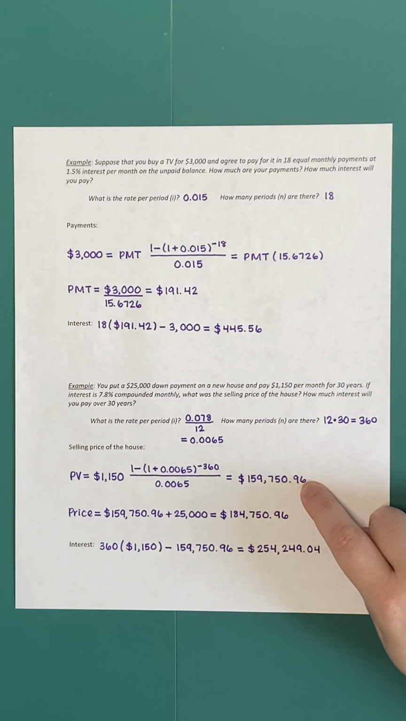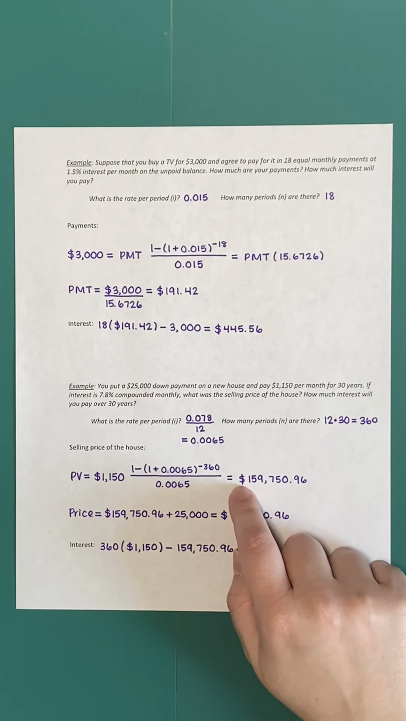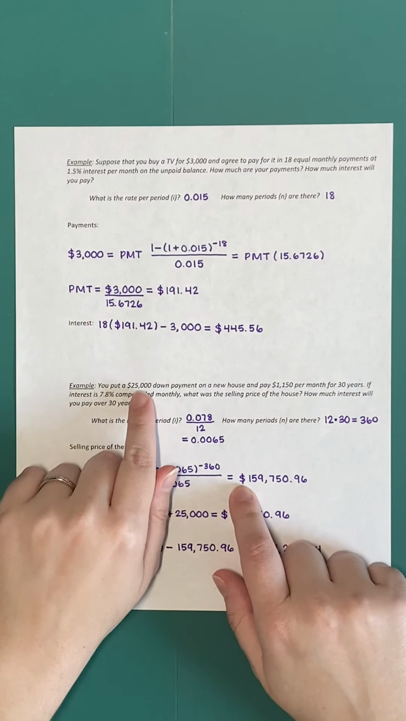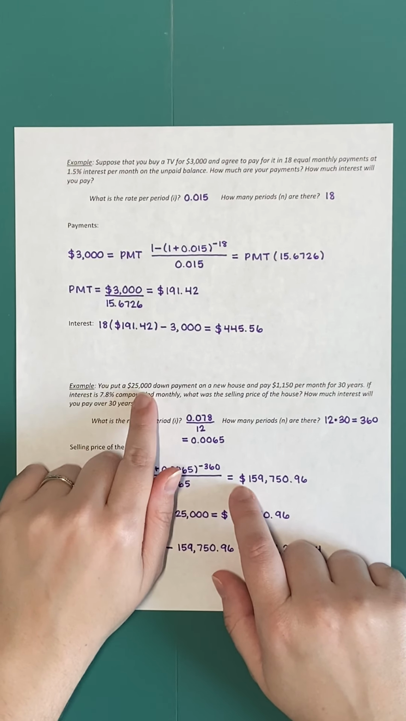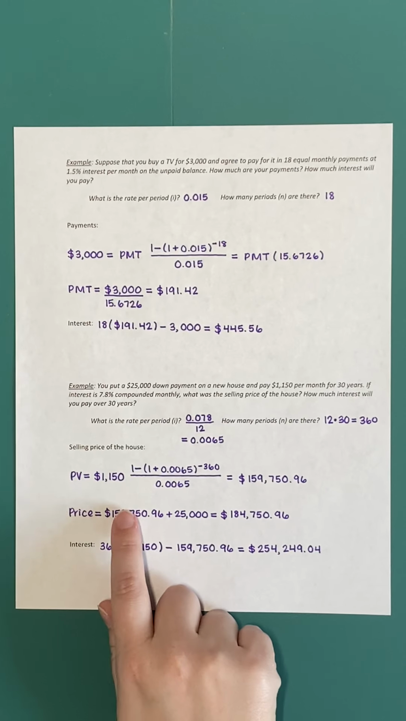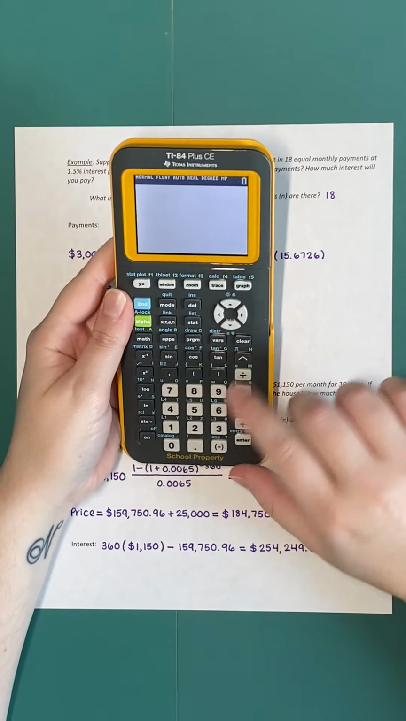So what does this represent? This represents the amount we were originally loaned. That was the original amount of the loan. So the selling price of the house includes not only this amount, the amount that we were loaned, but it also includes the $25,000 that we put down up front in order to get the loan. So the present value plus the $25,000, that's the actual selling price of the house. So the portion that we financed plus the portion that we paid up front that we didn't actually need a loan for.